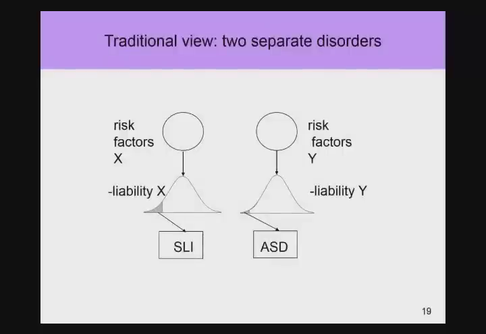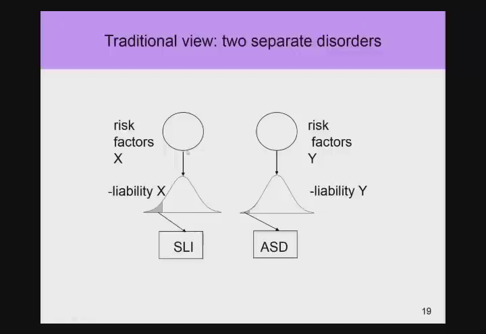So, where do we go then in trying to explain this overlap? We know that both conditions are probably multifactorial. We know that traditionally they've been regarded as separate, yet this model of separate disorders doesn't seem to explain why they should co-occur.